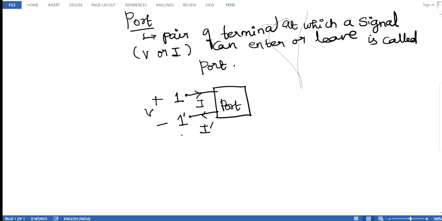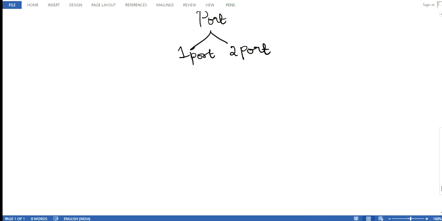Clear? Based on the classification, based on the types, we can classify ports into two types. One is a one-port network, and second is a two-port network. There will also be three-port and four-port networks, and so on. But as per your syllabus, single-port and two-port networks are enough. Clear? So now, what is meant by a one-port and what is meant by a two-port network?